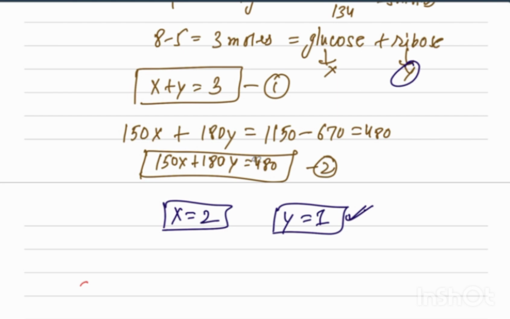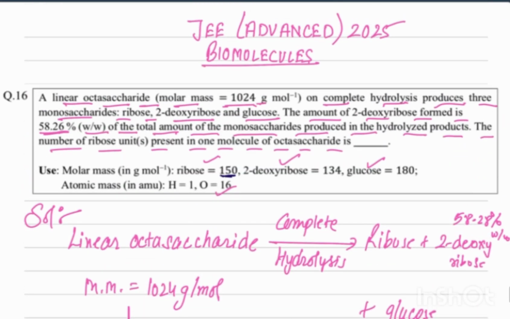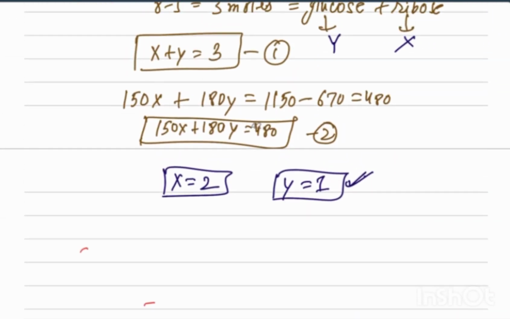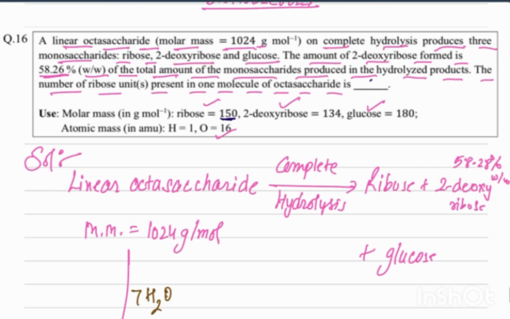Oh sorry, here the assumption is opposite. We have assumed the number of ribose is x and the number of glucose is y, because the molar mass of ribose is 150, and I have multiplied x with 150. That's why x is the ribose. So the answer should be 2. 2 will be the correct answer.